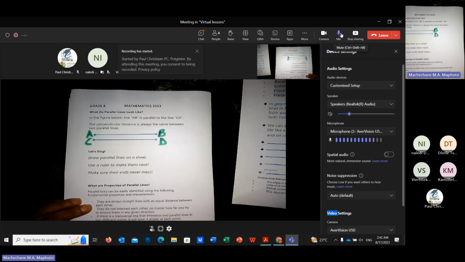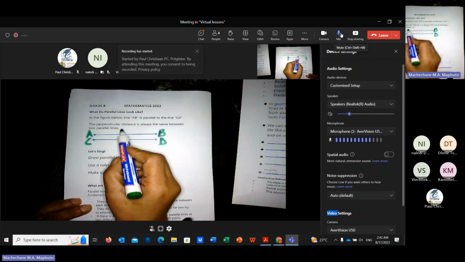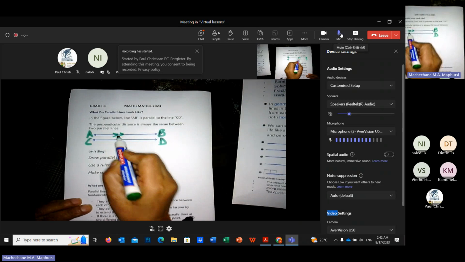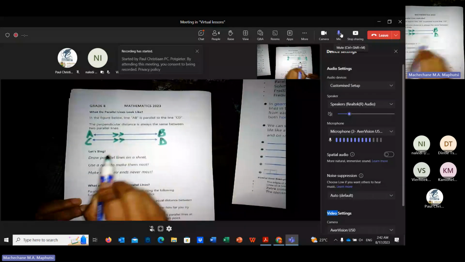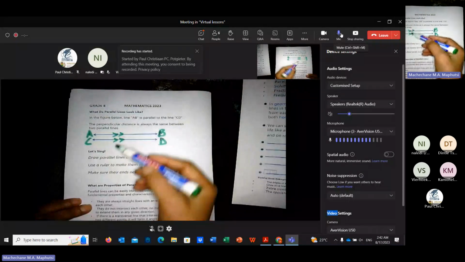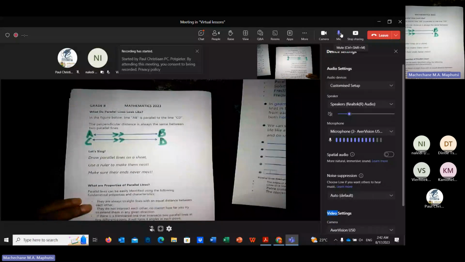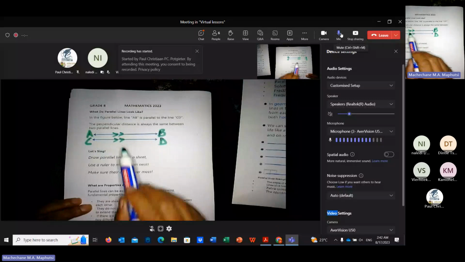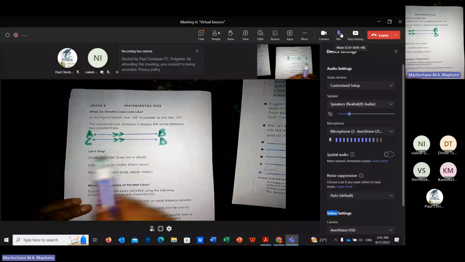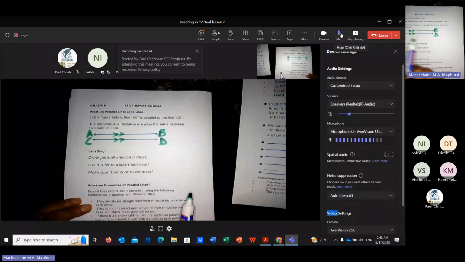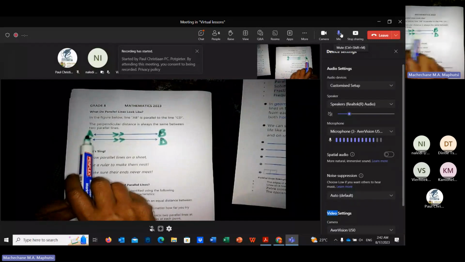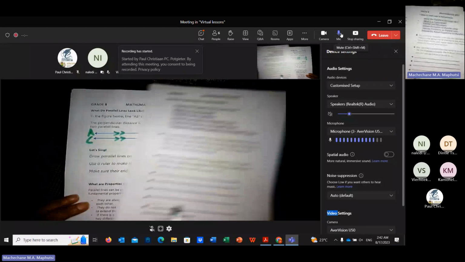And there is a symbol that indicates parallel lines. So I'm going to have those two symbols. If you see lines without the two symbols, then it's only lines. But for them to be parallel lines, you have to see the two symbols indicating that the two lines are parallel lines. So now I'm having parallel lines A, B, and C, D.